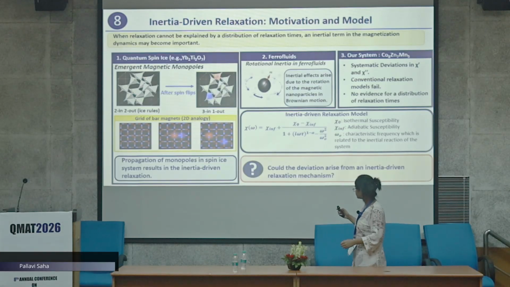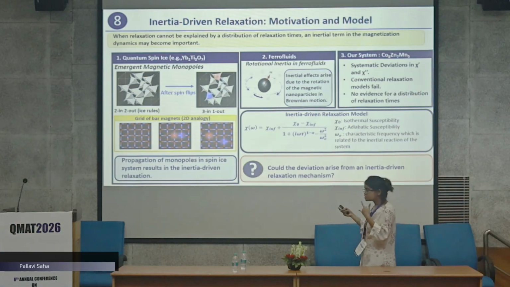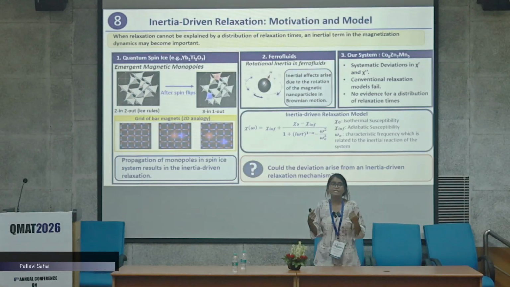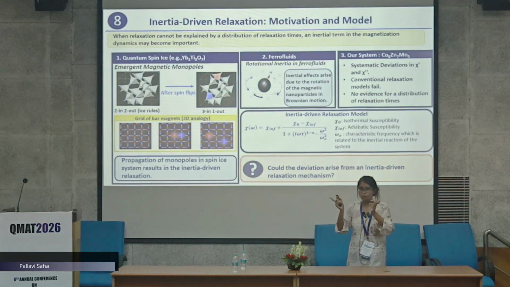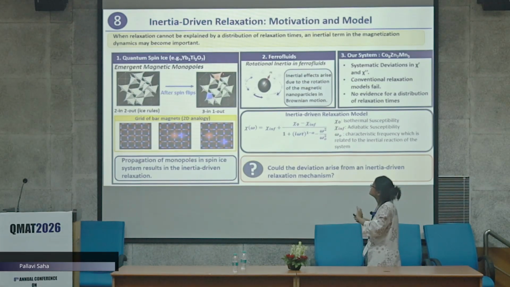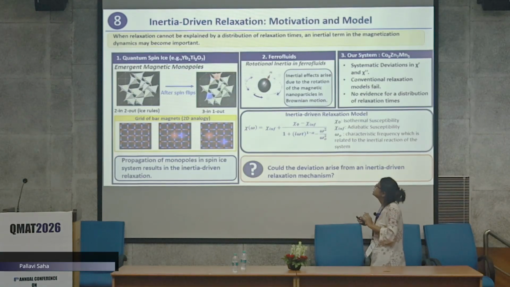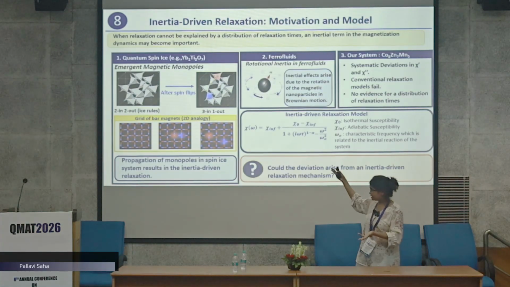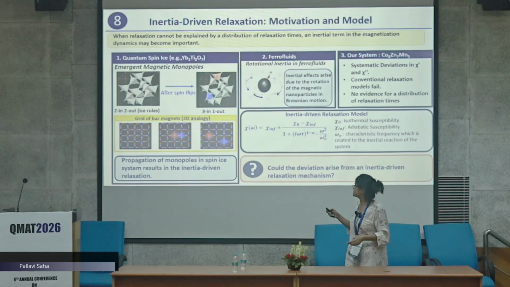So one model is the inertial relaxation model, which has been used in spin-ice systems, like in quantum spin-ice, where normally the quantum spin-ice follows the spin-ice rules and the spins are in a 2 in, 2 out configuration. So sometimes if we increase the temperature, flipping of spins can take place, and that can result in the formation of emergent monopoles. Just like in a grid of bar magnets, if we flip them, then we can see there is a concentration of north pole and south pole over there. So the propagation of these monopoles in this quantum spin-ice can result in these inertial effects.